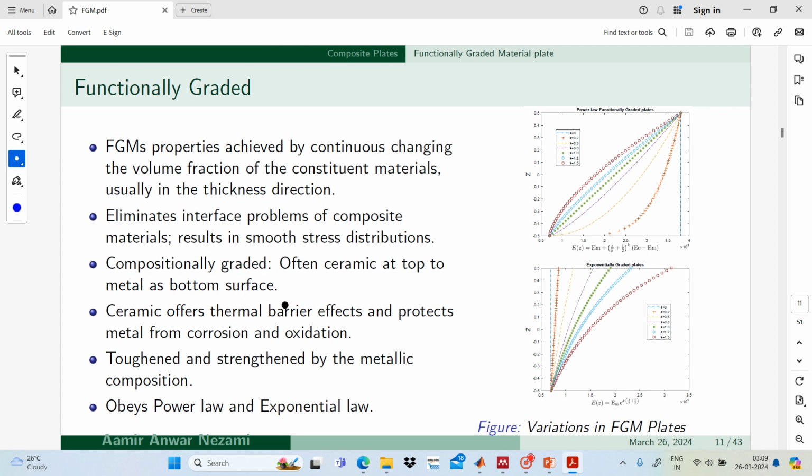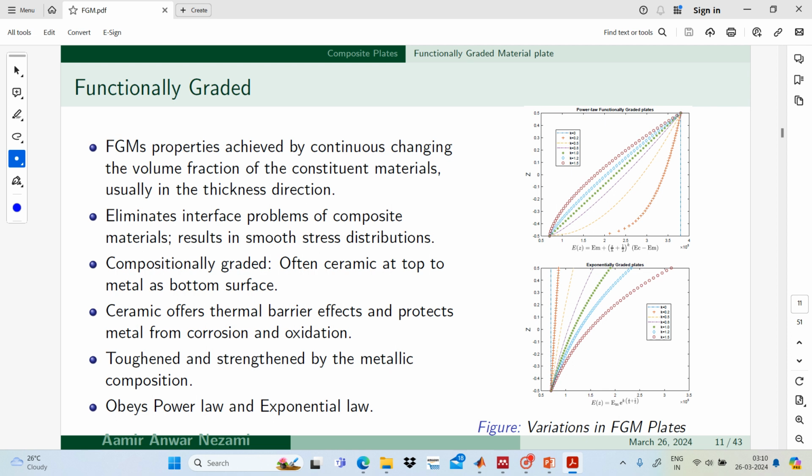Okay, so we know that if any airway structures are subjected to very high temperatures at high elevations, the ceramic part can take very high thermal loads. And the metallic part has the advantage that it can provide ductility to the material. Okay, so ceramic is non-ductile, or we can say brittle, while the metal is very ductile. So the composition of both makes the structure behave in between.